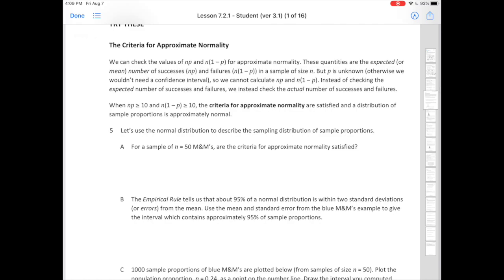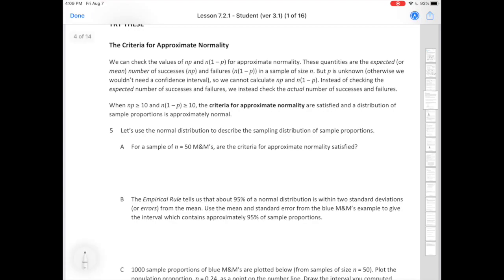Try these. Remember, we talked about the criteria for approximate normality last time, so let's do a little review here. We can check the values of np and n times 1 minus p for approximate normality. These quantities are the expected or mean number of successes and number of failures in a sample of size n. So if you multiply n times p, that gives you the expected number of successes in that particular sample.